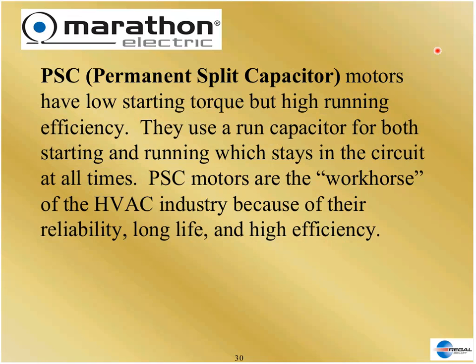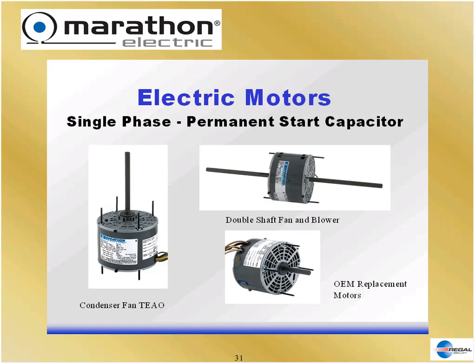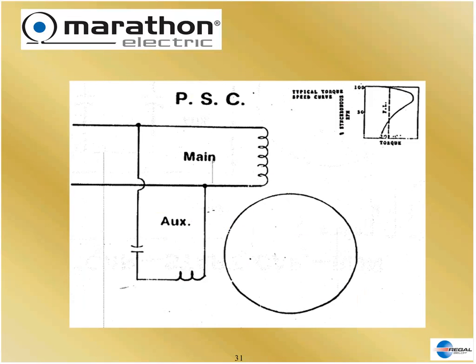Okay, the last one we want to talk about is a permanent split capacitor. This motor type was developed primarily for the air conditioning industry a long time ago, and it is the workhorse HVAC market today. It's called a permanent split capacitor because the capacitor in the motor, there's examples of what they look like, is permanently in the circuit, like the previous motor. There is no switch, however, in this motor. So this auxiliary stays in the circuit all the time to help the motor run at higher efficiency.